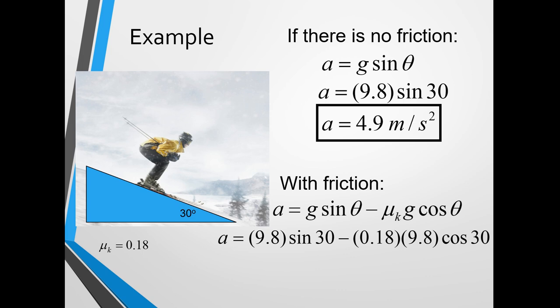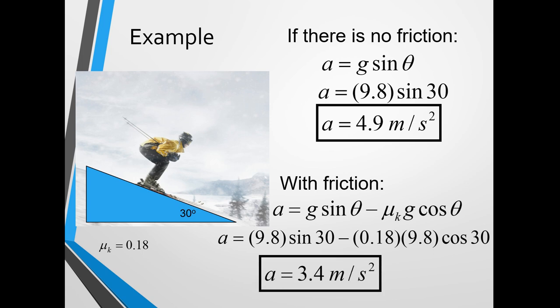So plugging in everything we know, we get acceleration will be equal to 9.8 times sine 30 minus that 0.18, which is the coefficient of friction, multiplied by 9.8 cosine 30. Calculating all of that out, we get an acceleration of 3.4 meters per second squared, which should make sense: if there's no friction between the skis and the slope, he would be accelerating faster than if there is friction, in which case the skier will be accelerating slightly slower.